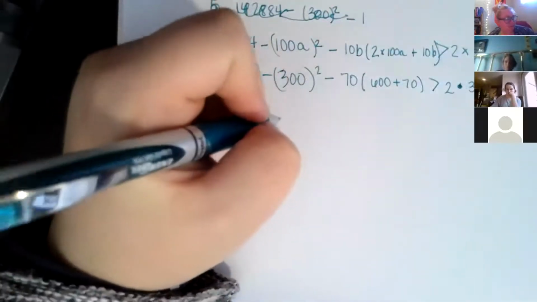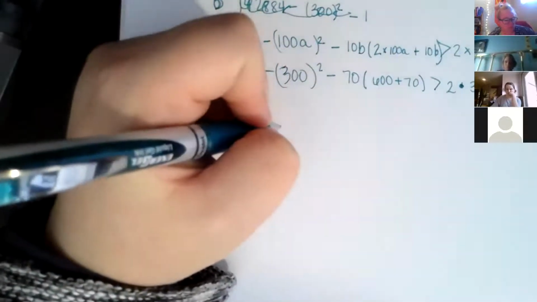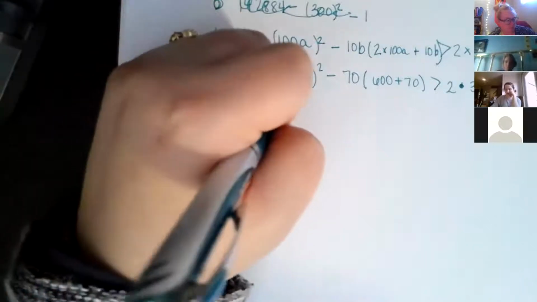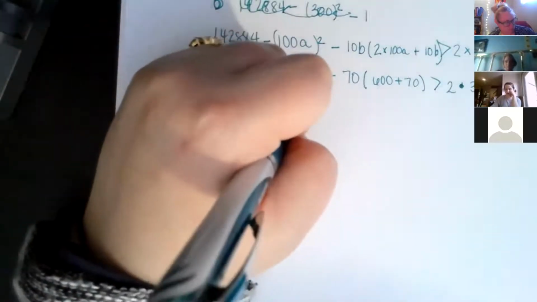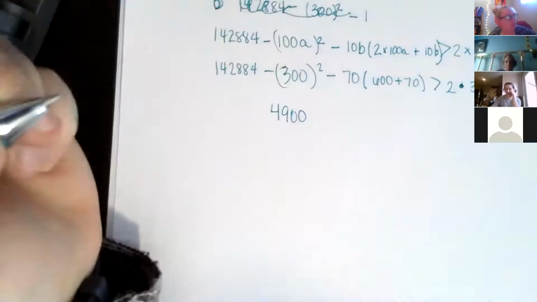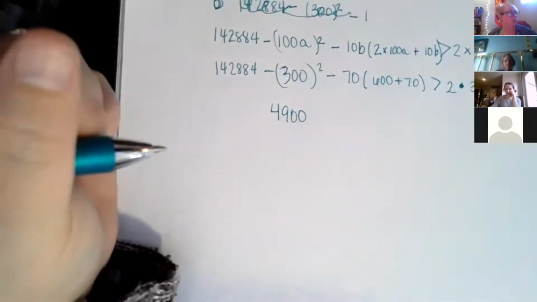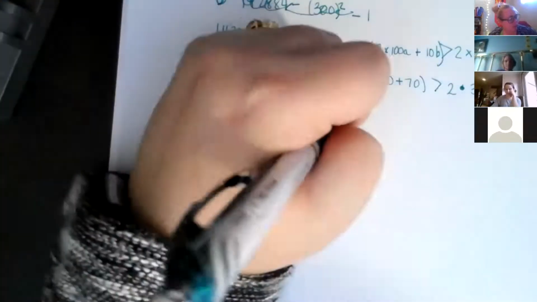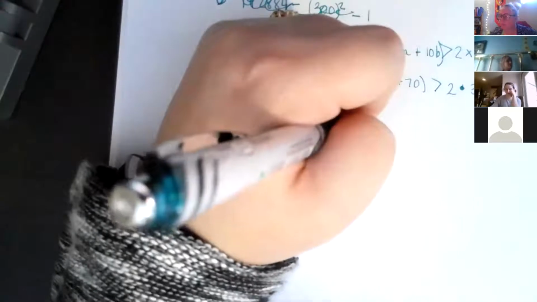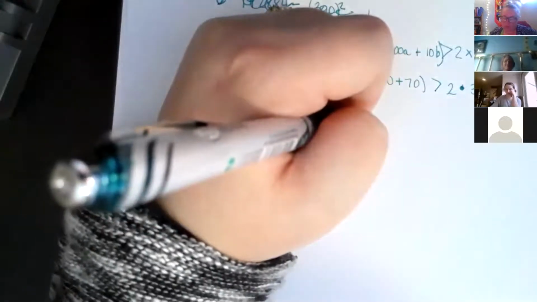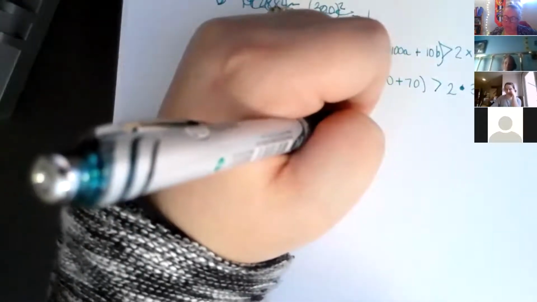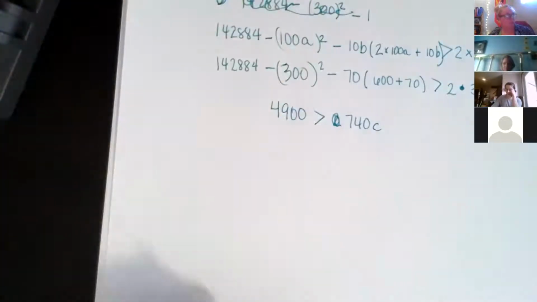So when I clean this side up, what do I get? I got 4,900. Is that what y'all got, Abby and Jared? Yeah. Cool. Awesome. And that has to be greater than 370 times 2, which is 740. Yep.